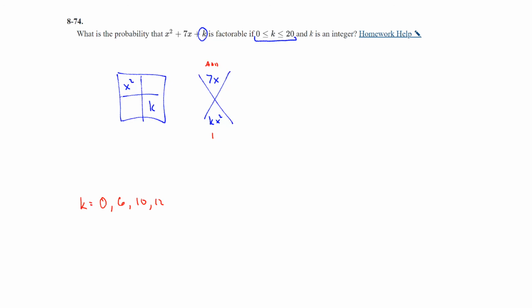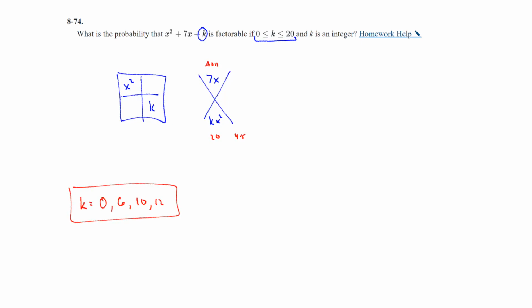17 would be 1 and 17, that's out. 18, we have 6 and 3, that's our smallest one, and that doesn't work because that's 9. 19 is 19 and 1, that won't work. 20, we have 4 and 5, that would be our smallest, and that adds to 9. So it looks like we have our 4 numbers of k that would make that work.